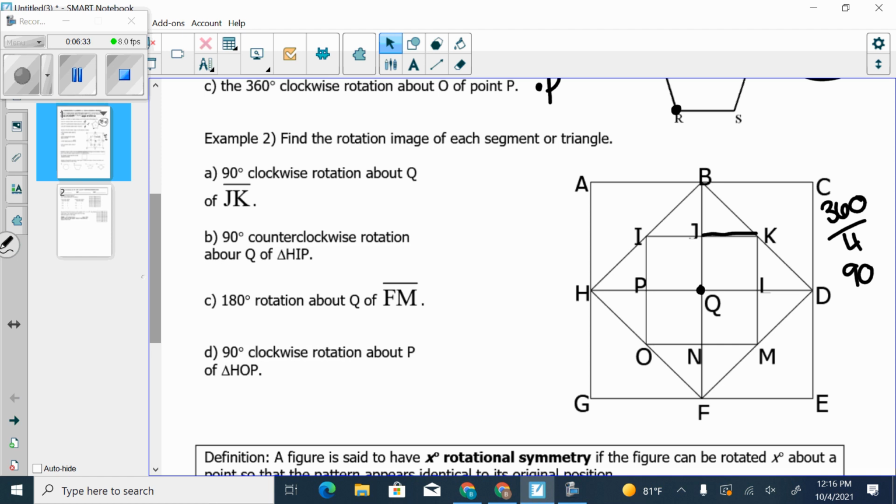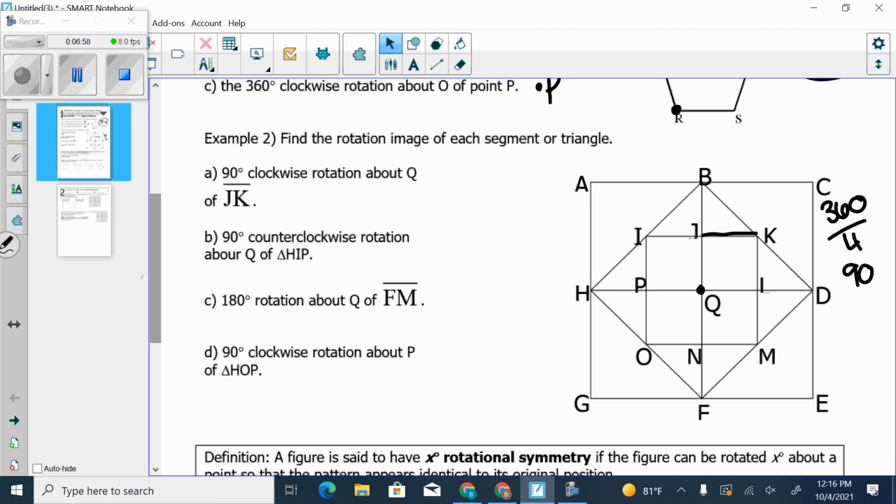Okay, so what's important to remember right here is that if I'm going to rotate 90, I'm rotating around Q, right? I'm not just turning this shape right where it's at. I'm rotating around the point Q. So if I rotate 90 degrees, I'm going to turn sideways, but I also move down, because I'm going around Q.